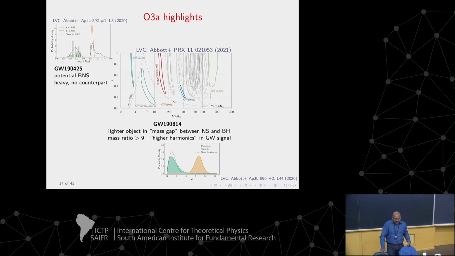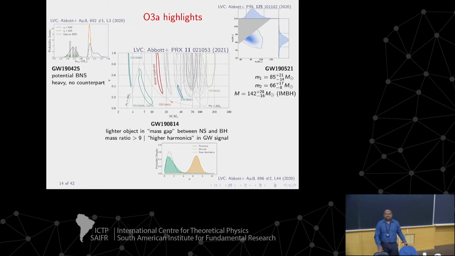And perhaps the most interesting one was GW190521, with progenitor black holes of masses around 85 and 65 solar masses, and the remnant around 150 solar masses, clearly in the intermediate mass black hole region.